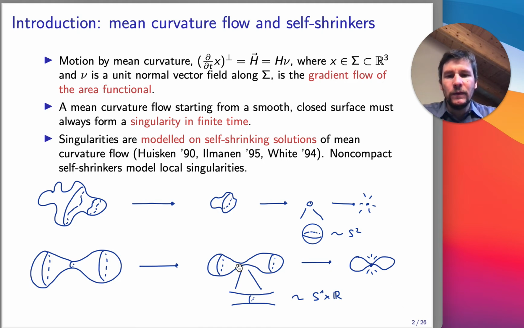And what happens here is if you rescale shortly before this singularity happens, you again see a self-similar solution. This time it's the two-dimensional cylinder. So it's one circle times R. Okay, and this rescaling, of course, will, depending on what factors you use to rescale the sphere and the cylinder, might have different sizes, but if you rescale them to the right size, then you get what is called a self-shrinker. So let's study these self-shrinkers a bit more carefully.